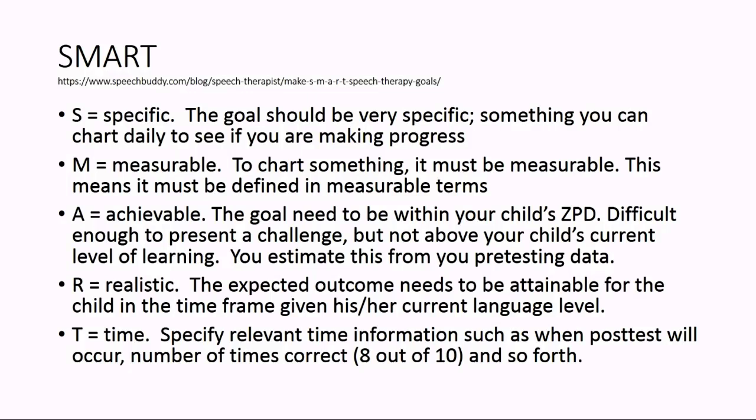The goals should be realistic. The expected outcome needs to be attainable for the child in the time frame given his or her current language level. So we've got a semester, so the goal has to be realistic to complete in a semester. On IEPs, the goal might be 1 year. Time, specific relevant time information, such as when the post-test will occur in 1 semester, or things like the number of times correct, 8 out of 10, and so forth.